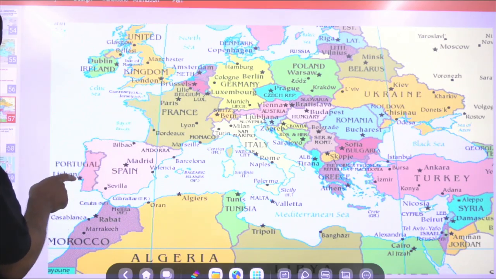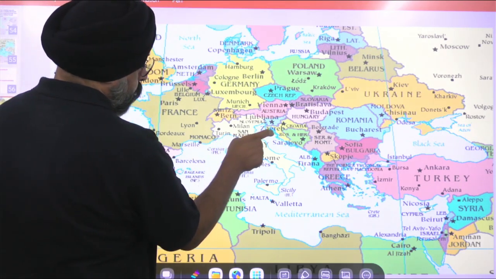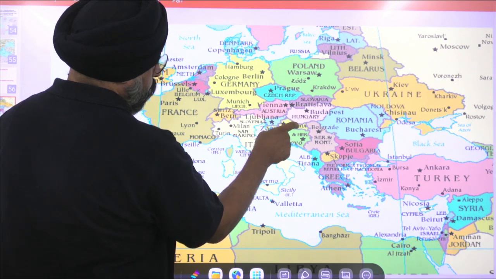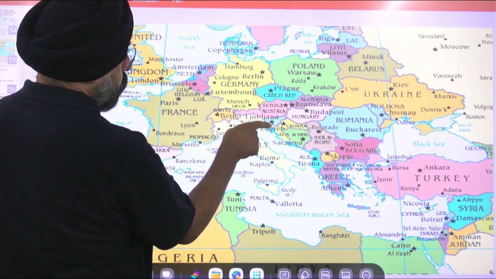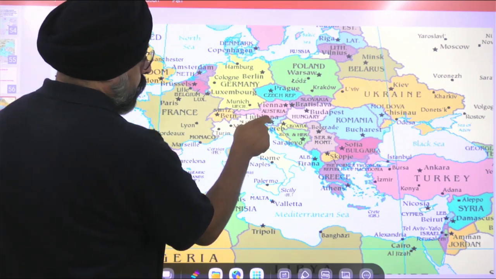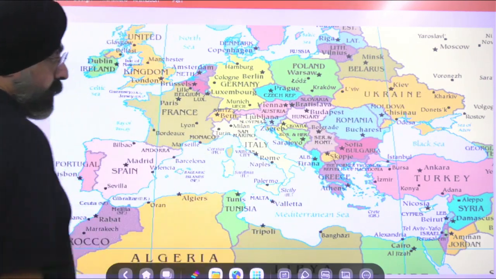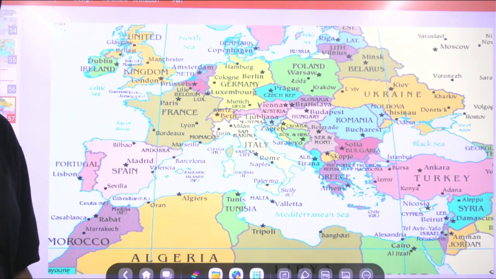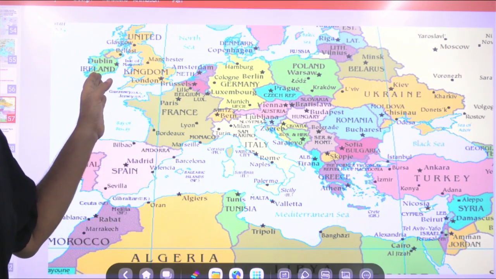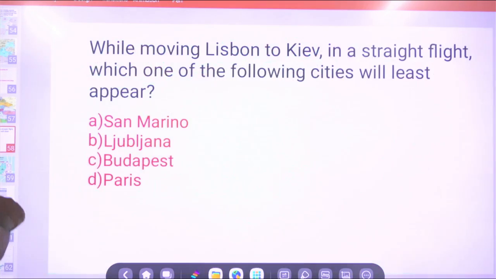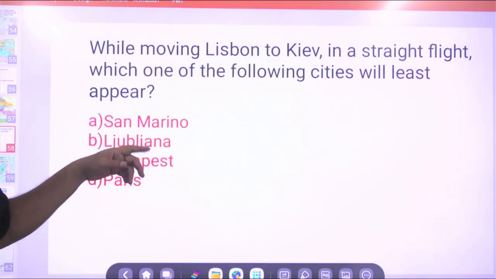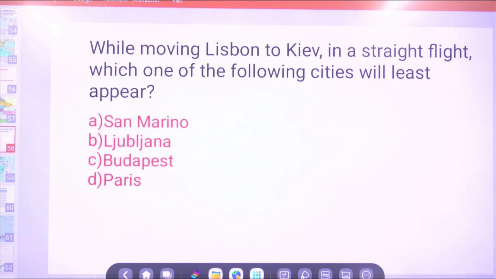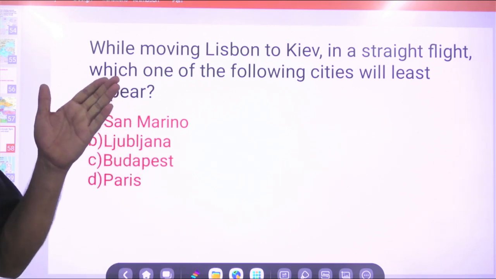Let's see once again. Paris is here. Lisbon is here. And we are going for San Marino. Ljubljana, that's the capital of, this is Slovenia, right? And Budapest and Kyiv over there. Here we have to go for more or less one city that will be substantially far away, that is Paris. Paris is substantially far away, the rest are nearby or on the line. So can you visualize it? It's difficult, but they are going to ask very important cities over there.